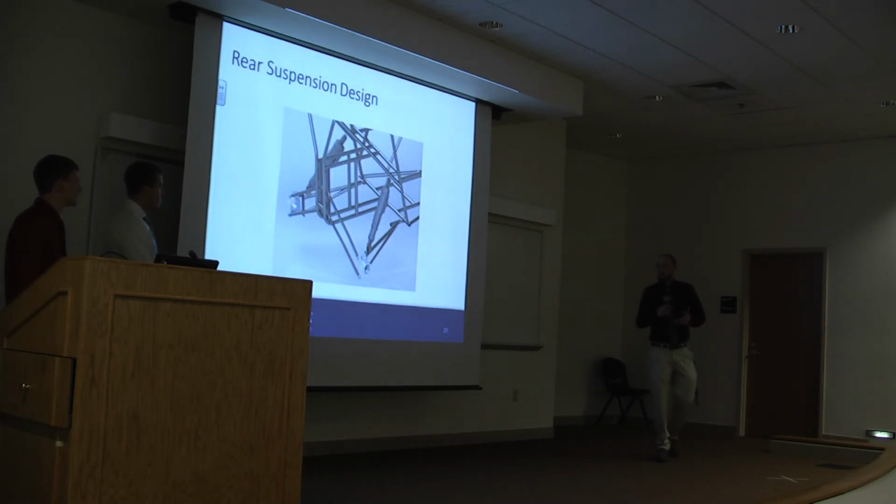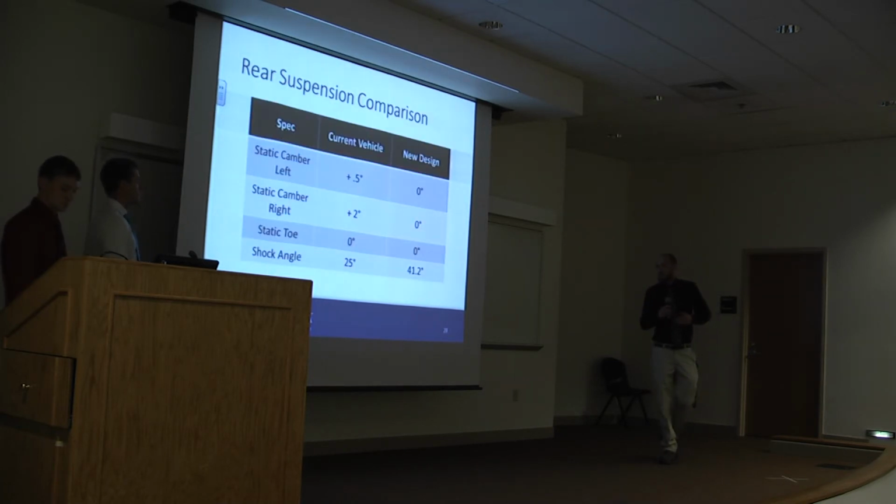Now here you can see the whole assembly of the rear suspension. Using all of those links gave us the 14 inches of ground clearance and much less than 64 inches wide. And in this table, you can see that there's really not a lot of difference as far as the alignment parameters. What is different about this new design is that everything's adjustable.